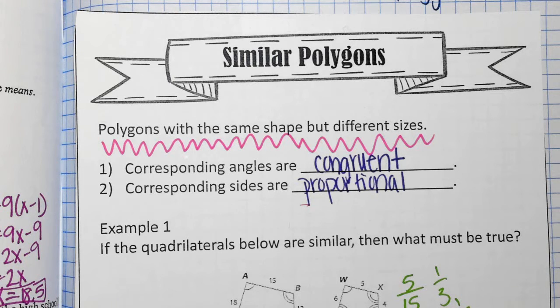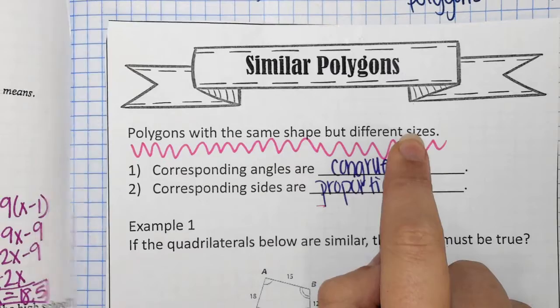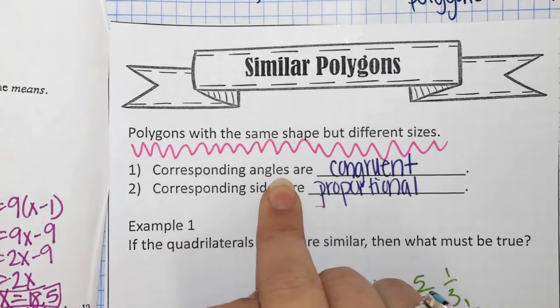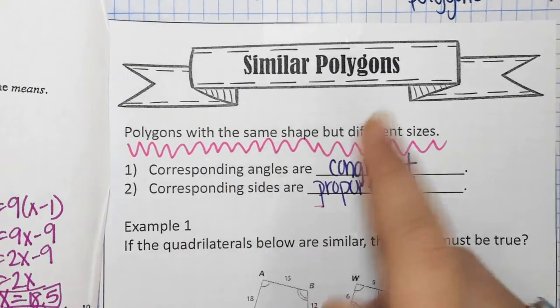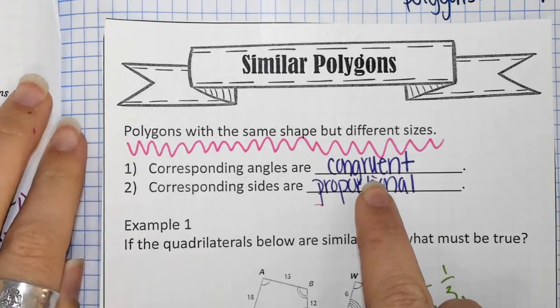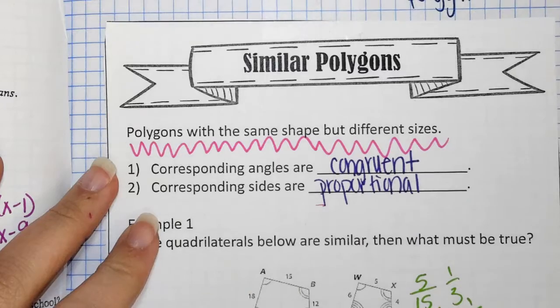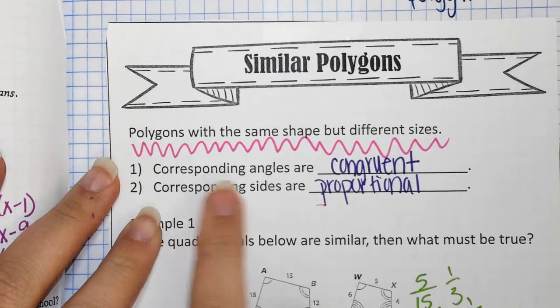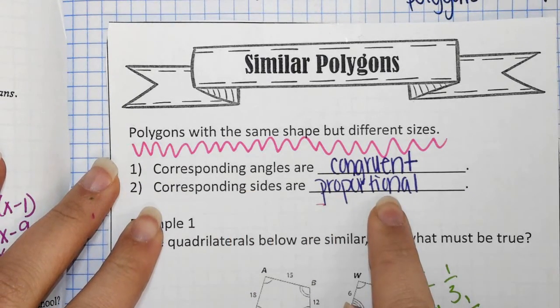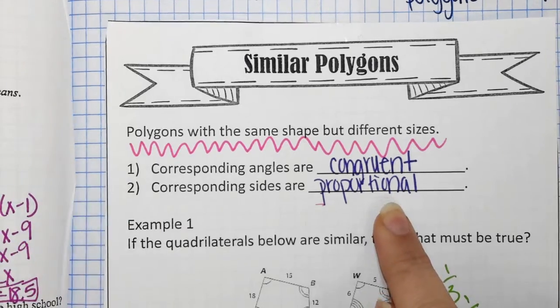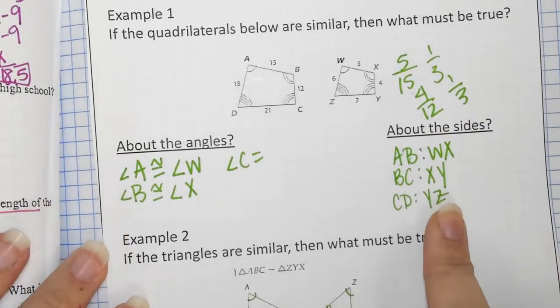Okay, so similar polygons are polygons with the same shape but different sizes. Corresponding angles, which means angles in the same spot, are what? Congruent, which means they are the same measure. Okay? Corresponding sides are proportional, and those are not congruent. Remember, that makes our ratio, which we did right here.